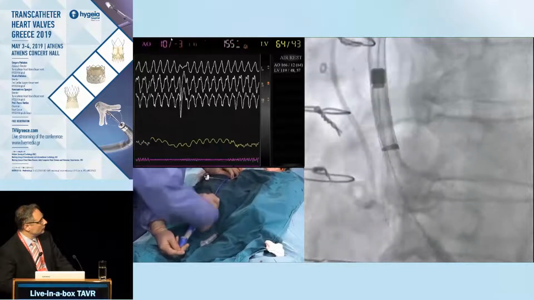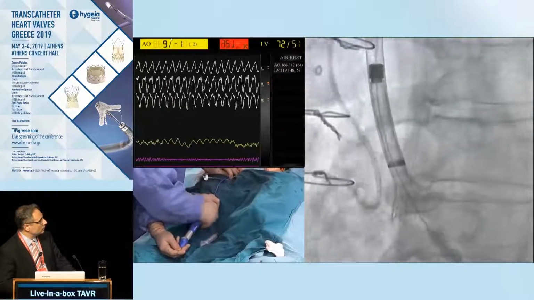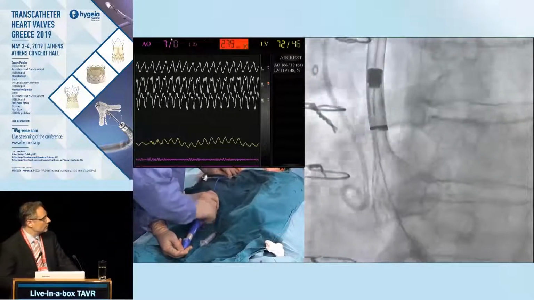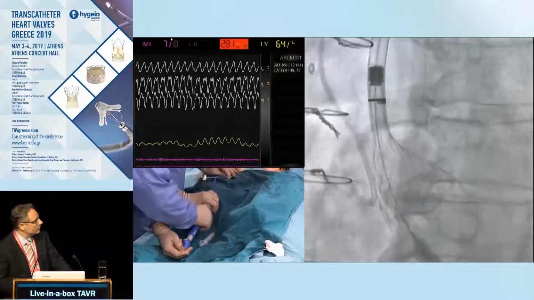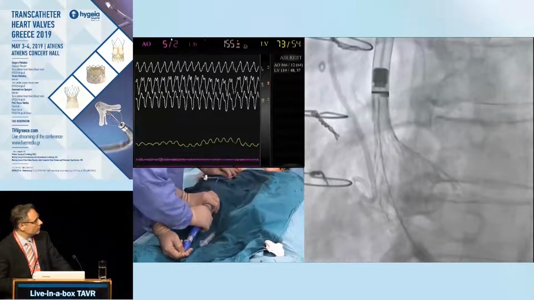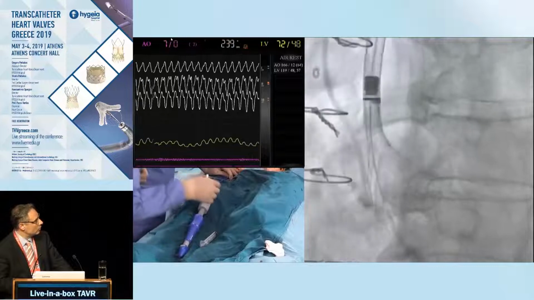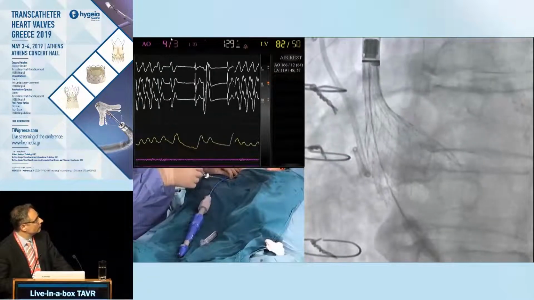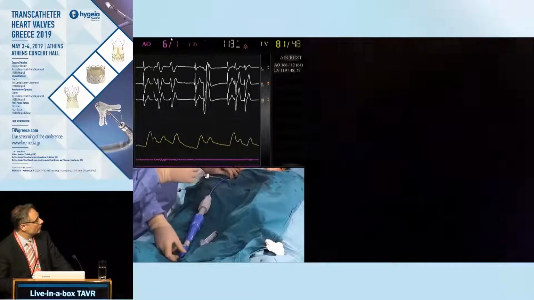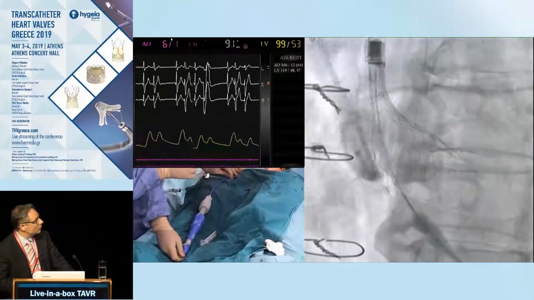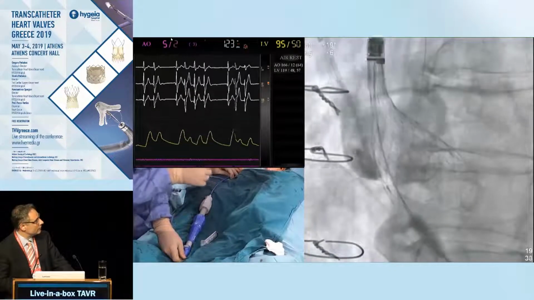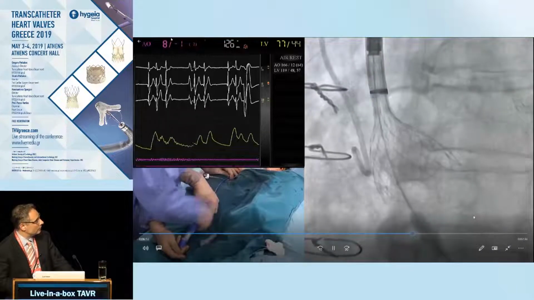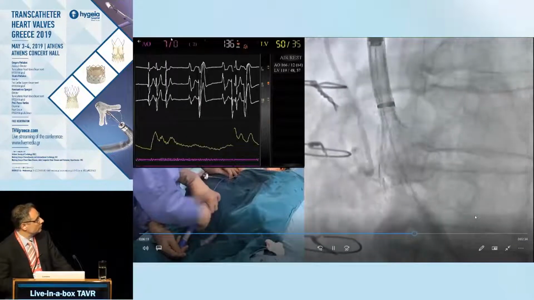And because of the deep implantation, we did a partial recapture once here, trying to stabilize and a little bit withdraw the valve at the same time. However, you see again that the deployment is a little bit low, deep into the LVOT. And then we decided one more time to recapture the valve because of the deep deployment at the time and the paravalvular leakage that we have seen.